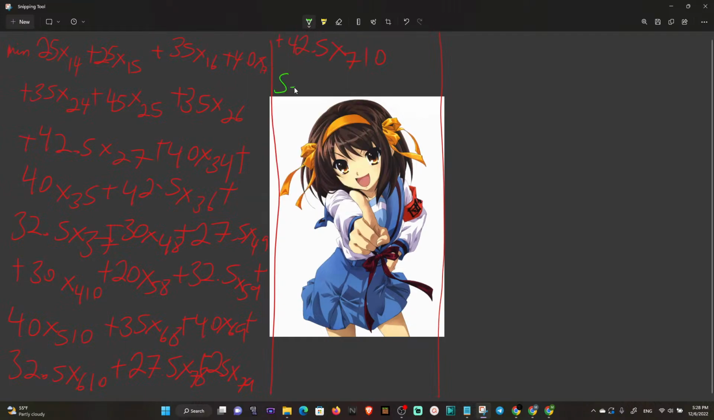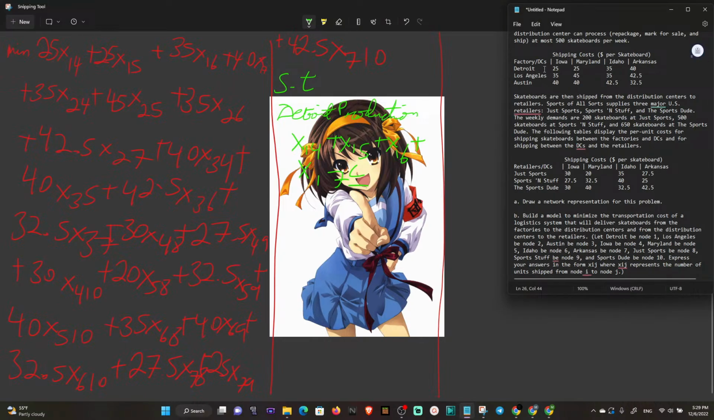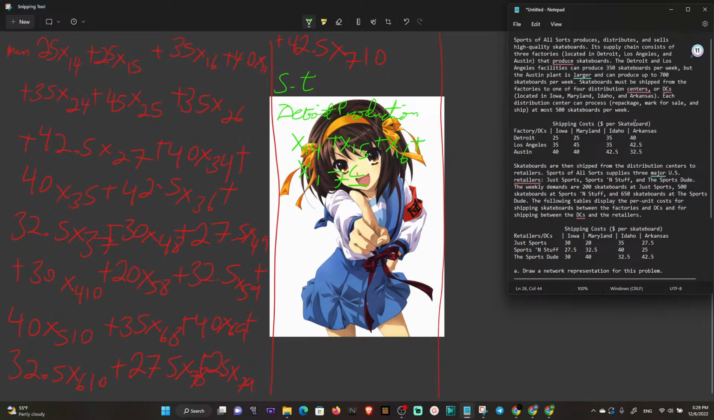Subject to, Detroit production, which is x14 plus x15 plus x16 plus x17 is less than or equal to, time to check, Detroit production is 350. And that's also the case for LA. And then for Austin, it's 700.